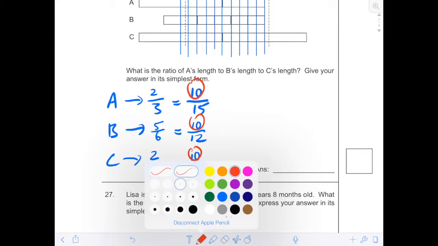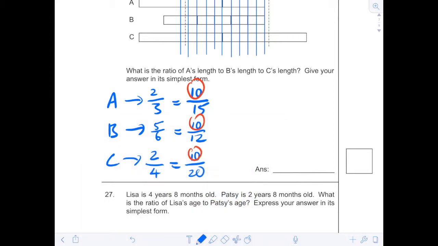So let's just double check what the question wants from us. It wants to see the ratio of these 3 lengths. The ratio of the length itself is actually the denominator. So you've got A is to B is to C, you get 15 is to 12 is to 20, and then you reduce this to the simplest form. Oh, it's already the simplest form. So you've got 15 is to 12 is to 20.